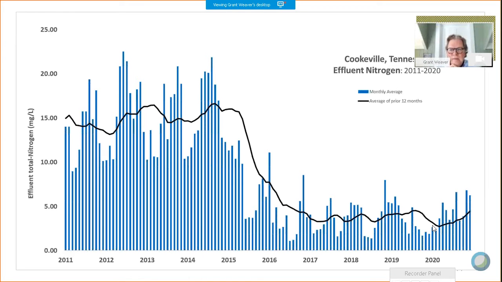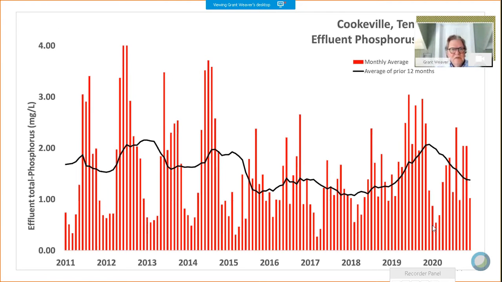So they began in earnest in 2015, and you can see a rather dramatic, remarkable, beneficial drop in effluent nitrogen. Nitrogen had been averaging around, call it 15 milligrams per liter, and is now averaging below 5. So they're discharging 1/3 or maybe less than 1/3 as much nitrogen from a facility by operating it differently.